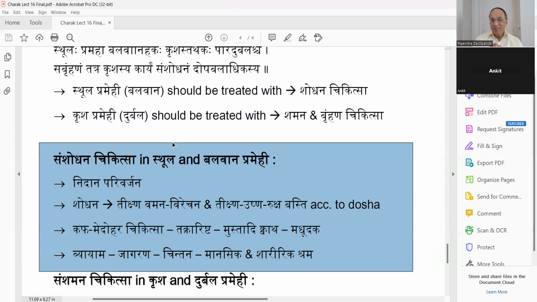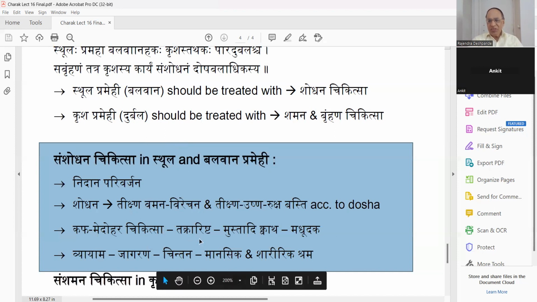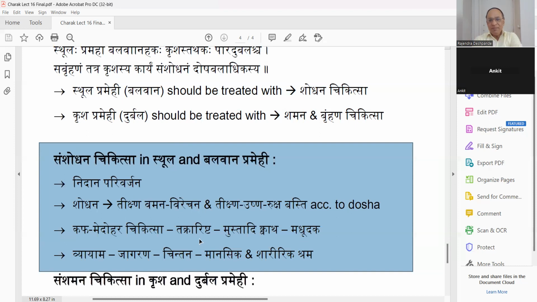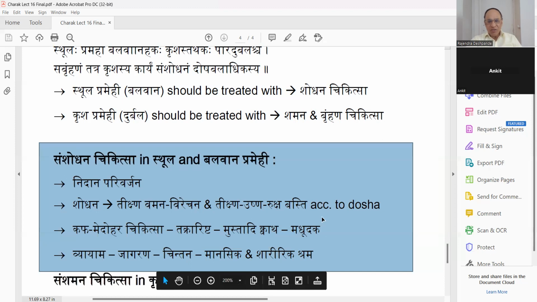Stop eating sweets, fatty substances, high calorie food, everything should be stopped. Then you can give the Shodhana with Tikshna Vamana or Tikshna Virechana as per necessity. We can use Basti, medicated enema, with Tikshna, Ushna and Ruksha type of herbs in it. Kapha Medohara Chikitsa. The best is Takrarishta. Then another medicine is Mustadi Kwath. Musta means Nagarmotha. And Madhudaka. Madhu is honey water. You can ask him to take honey water.